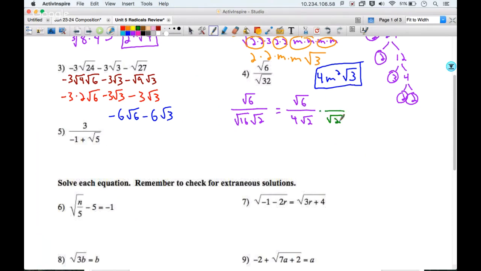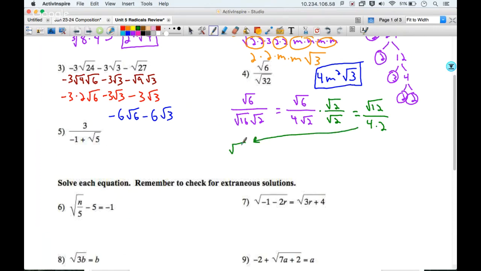So I can multiply by a form of 1. A square root of 2 will get rid of the square root, make this rational, but you got to balance that with the square root of 2 on top. This here becomes the square root of 12. Try to combine those, divided by 4 times square root of 2 times the square root of 2 is just a 2.